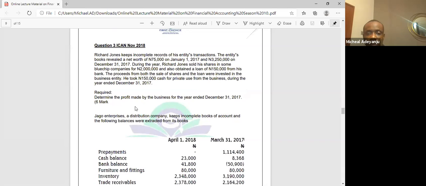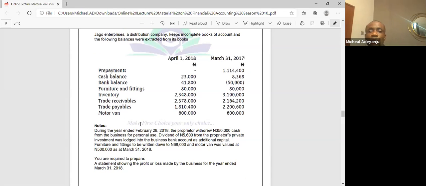So this particular question is similar to the above illustration that we gave to you. Django Enterprise is a distribution company, and he also keeps incomplete books of accounts. And the following balances were extracted. You have prepayments, we have cash balance, we have bank balance, we have furniture and fitting, we have inventory, and we have trade receivables and payables, and we have motor van.